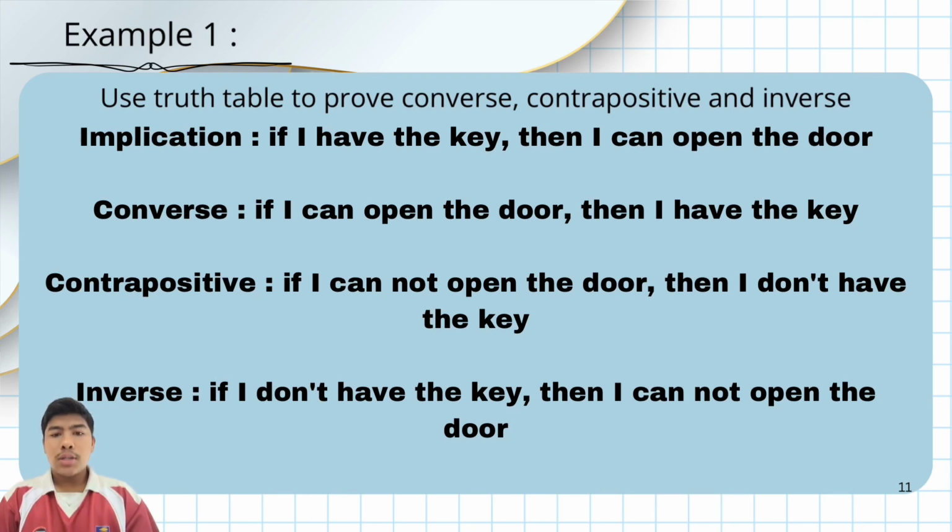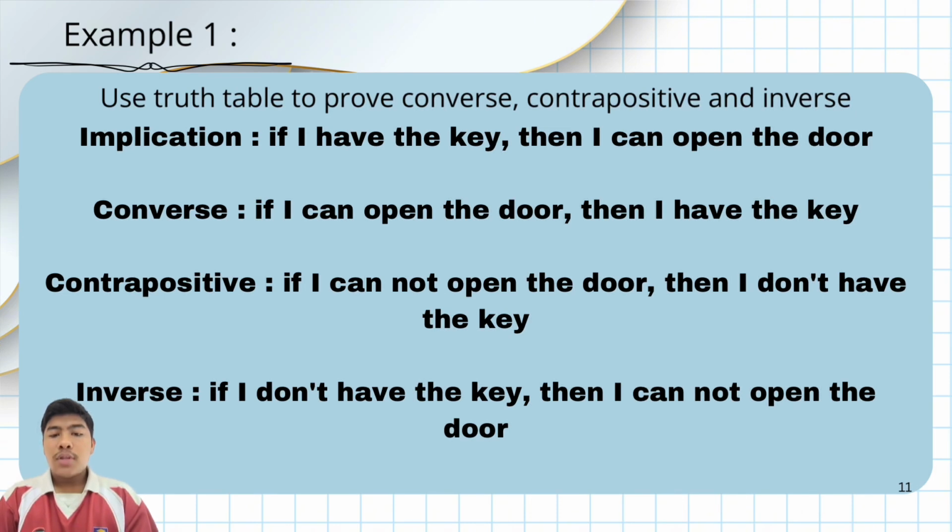The original implication is, if I have the key, then I can open the door. This means having the key implies that I can open the door. The converse is, if I can open the door, then I have the key. The contrapositive is, if I cannot open the door, then I don't have the key. The inverse is, if I don't have the key, then I cannot open the door.